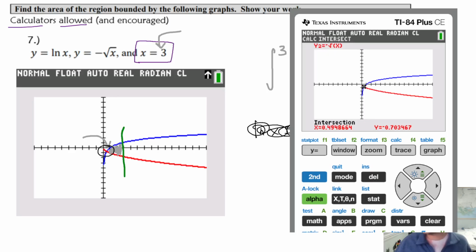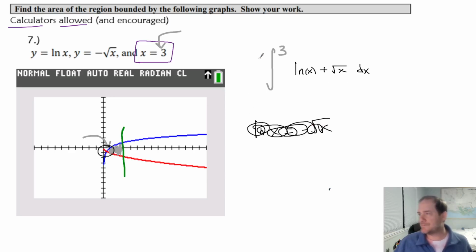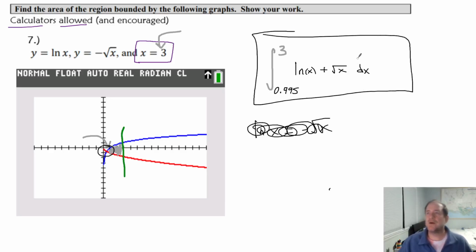Just plug it in. 0.495, I hope is what I said. But there you go. There's your expression that would give us our area. Are we asked to actually find the area? Unfortunately, yes. So to do that, we go back to the old calculator.